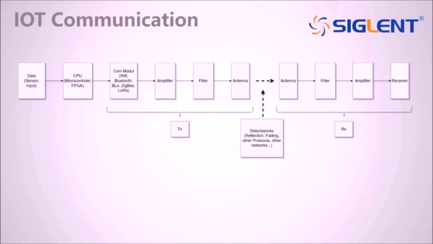Back to our communication chain. From here on, there are huge differences between the individual systems. The reason for this lies in the big amount of communication protocols and the large selection of components with very different levels of integration.